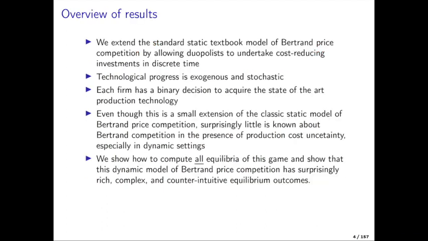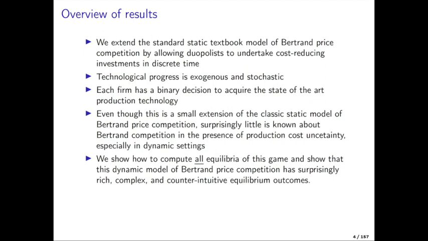Here is an overview of the results in this theory paper about the leapfrogging model. Here we extend the static textbook model of Bertrand price competition by allowing duopolies to undertake cost-reducing investments in discrete time. In the Bertrand price competition model, if the firms are competing on prices, the Bertrand price is going to be equal to the marginal cost of the high-cost producer. That begs the question from the point of view of the two firms: why shouldn't I do anything to try to reduce my marginal cost so I can get some temporary leadership over the other firm?